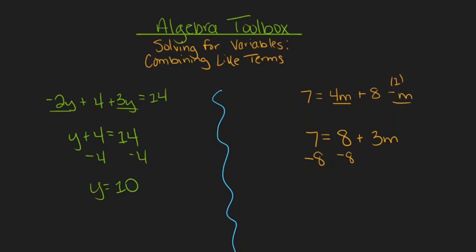Then I break the relationship between 3 and m with division. So I divide by what I want to get rid of, which is this 3. And then that leaves me with negative 1/3 equals m.